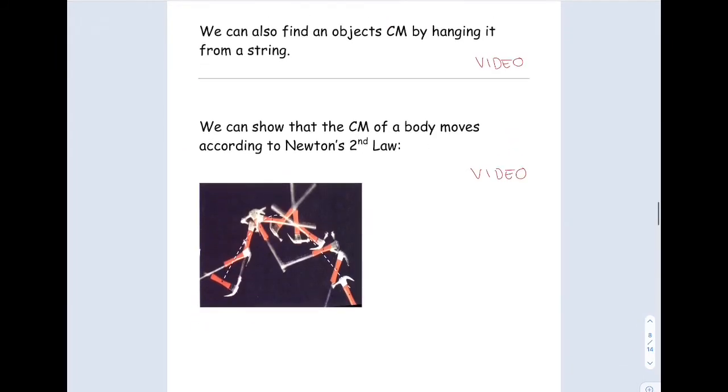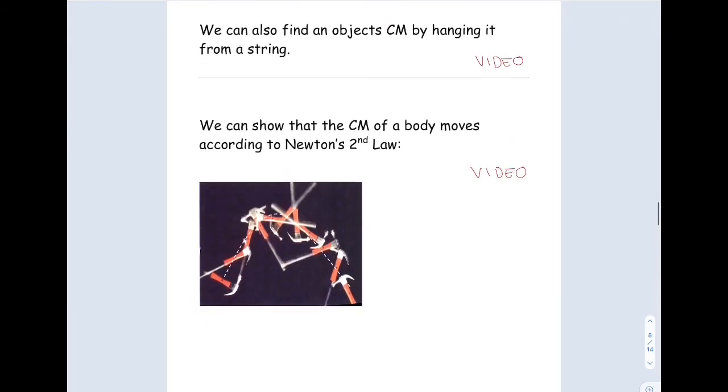Another way you can find an object's center of mass, maybe you have some object with a weird shape, let's say two-dimensional, and you want to find the location of the center of mass. You can actually hang it from a string, and I'll show you a video that does that exact same thing.